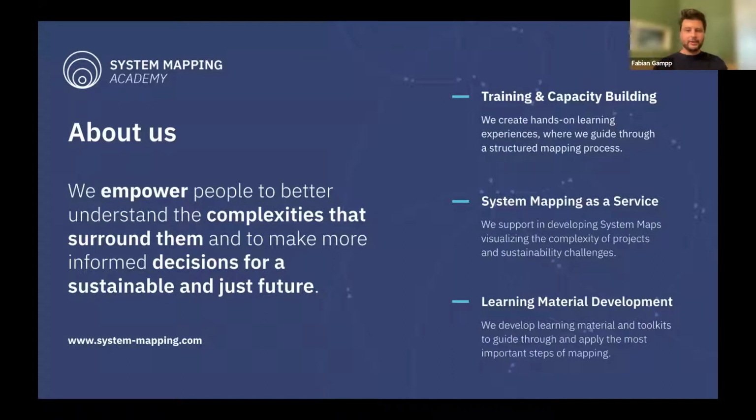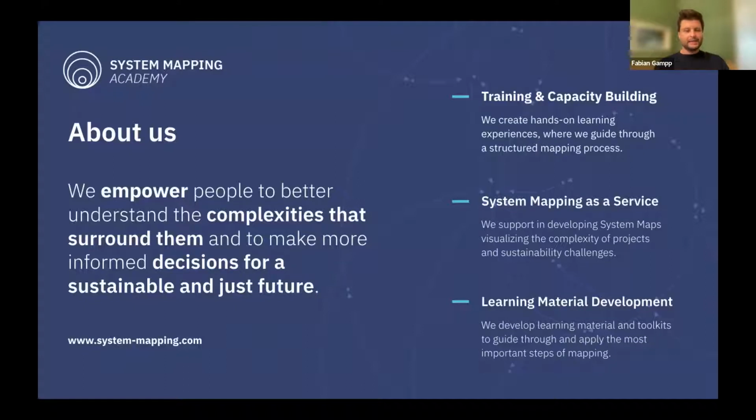We're doing this with trainings and masterclasses like this, but also offering project support like we did in Peru, which you also will see much more of today. So the case study of the project in Peru. And we are also developing learning materials in that sense. And this is also what you get to experience today. We developed a kind of toolkit which supports you in mapping your own systems digitally.